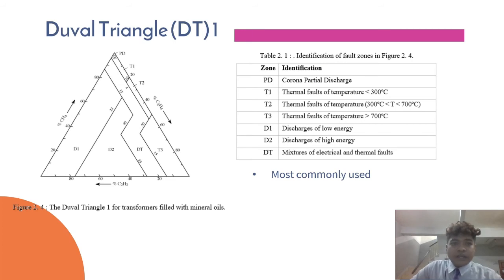Next, for DUVAL triangle interpretation method. Michael DUVAL introduced 5 types of triangle to interpret the DGA result according to the term of each triangle. However, for my study, the DUVAL triangle 3 for transformer filled with non-mineral oil will be excluded in the paper because TMB transmission uses mineral oil filled transformer only in their power system.